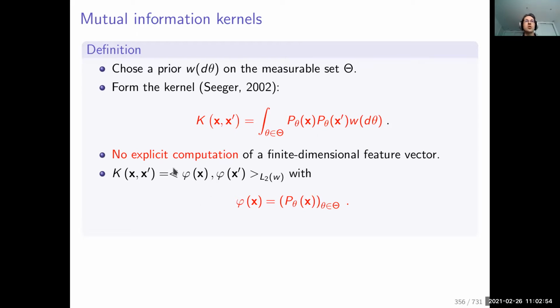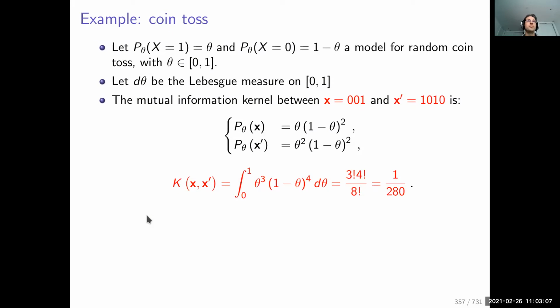That's what is said here. So here, there is no explicit computation of any finite dimensional feature vector like in the Fisher kernel, if you can have a closed form solution for this sort of formulas. I can give you one example.